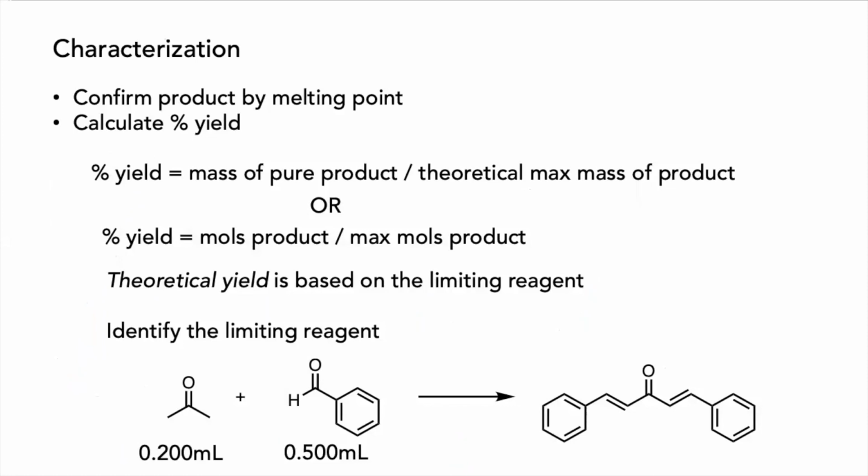Then after the reaction's finished, you're going to do characterization. So confirm your product by analyzing the melting point and then calculate percent yield. Percent yield is the mass or moles of your pure product divided by the theoretical max mass or max moles of your product. So you calculate theoretical yield based on the limiting reagent. First you have to identify the limiting reagent, acetone or benzaldehyde. Remember that 2 molecules of benzaldehyde react with 1 molecule of acetone.